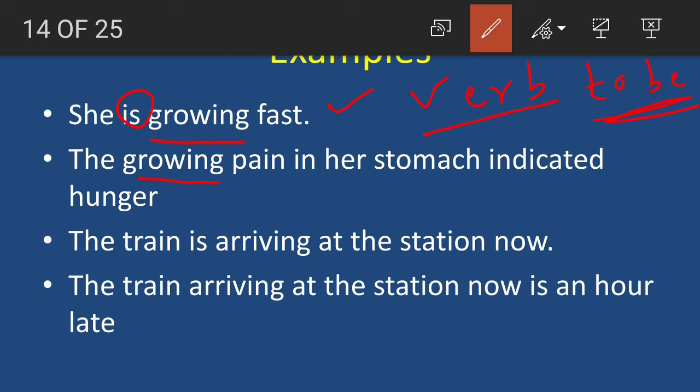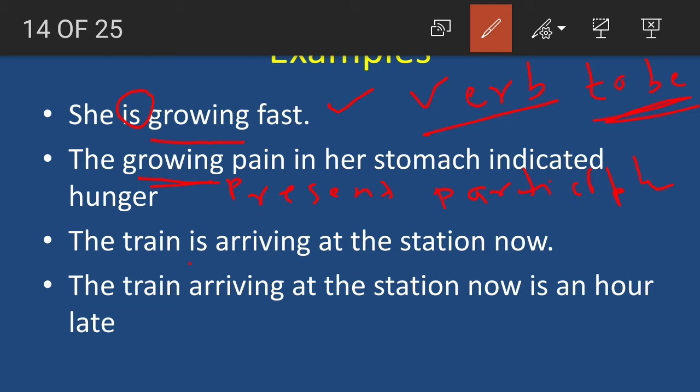Which are the to be verbs? Am, is, are, was, were, isn't it? So when the ing form of a verb is used with a to be form, when we add a to be form of verb before the ing form of verb, then it functions as a verb. Now see the second example. Is there any to be form of the verb before the ing form of verb? No. So here it functions as a present participle. Now here it is a participle.